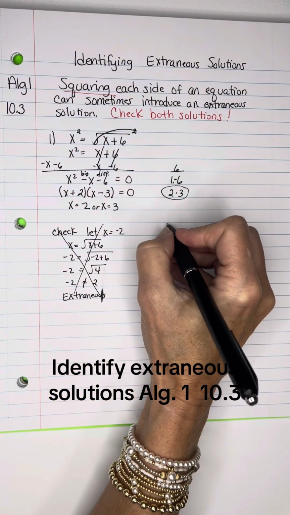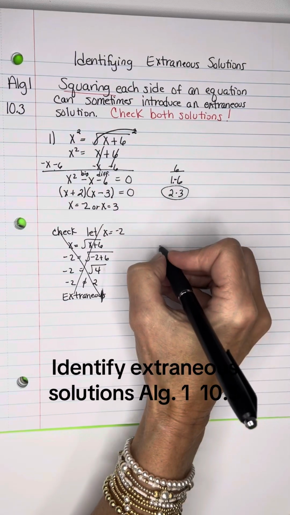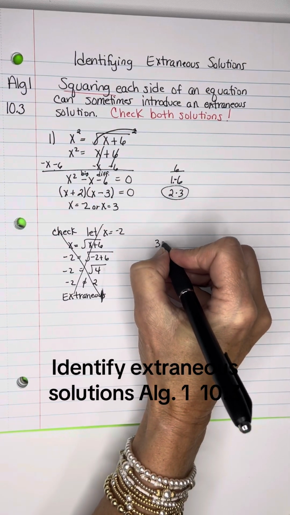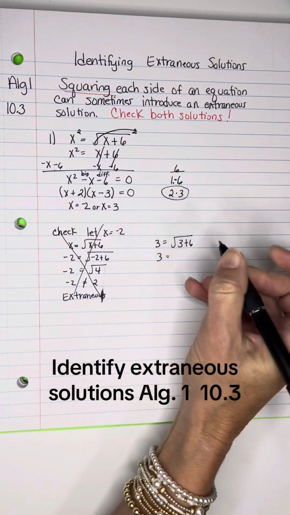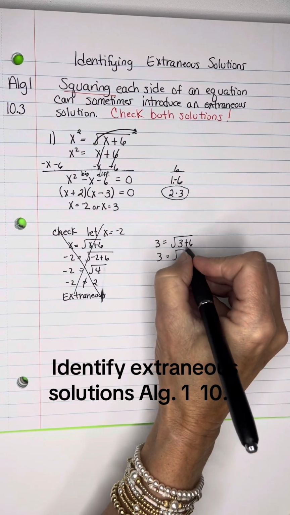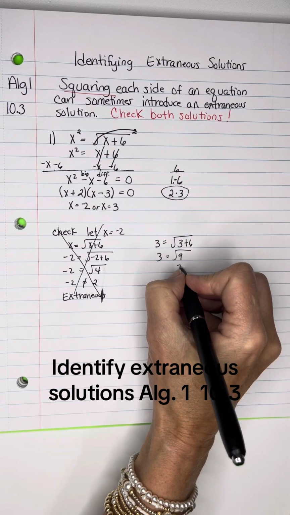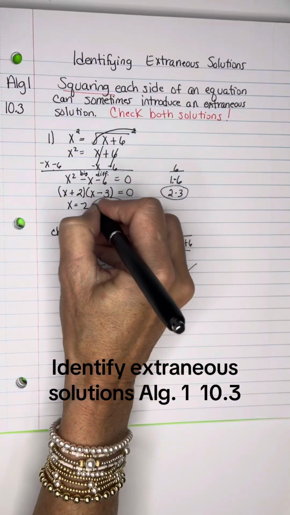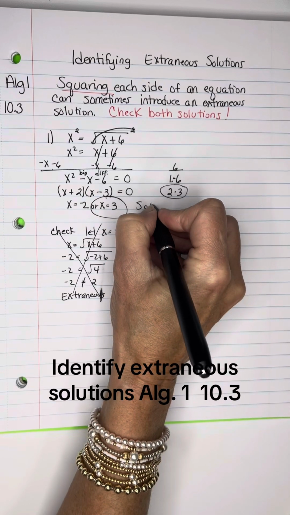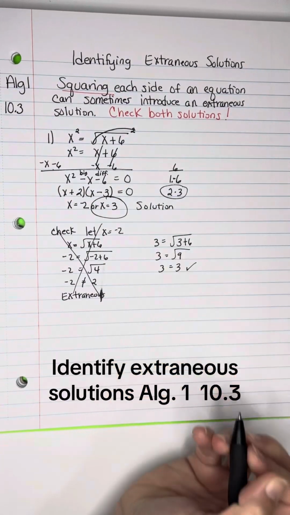And then let's check the 3. So does 3 equal the square root of 3 plus 6? 3 plus 6 is 9. The square root of 9 is 3. So 3 does equal 3. This one works. So the only solution is x equals 3.